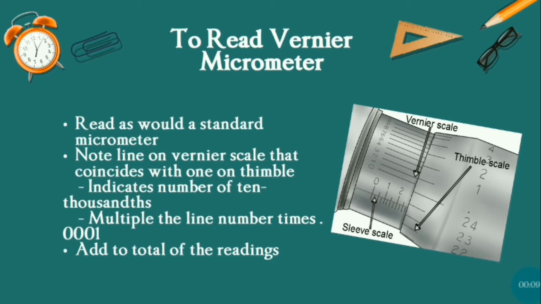To read a Vernier micrometer, read as with a standard micrometer. Note the line on the Vernier scale that coincides with one on the thimble; it indicates the number of 10,000ths. Multiply the line number times 0.0001 and add to the total of the readings. Now, let's watch the video about how to read a Vernier micrometer.